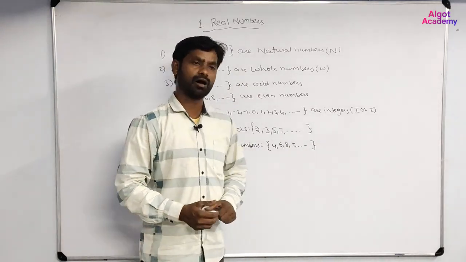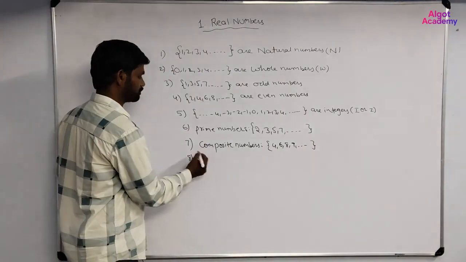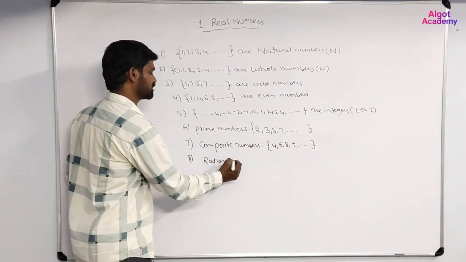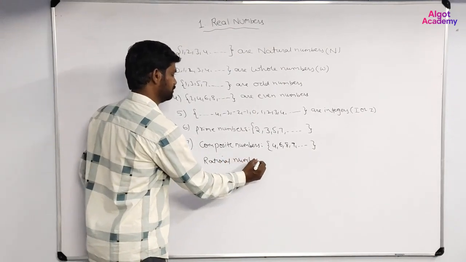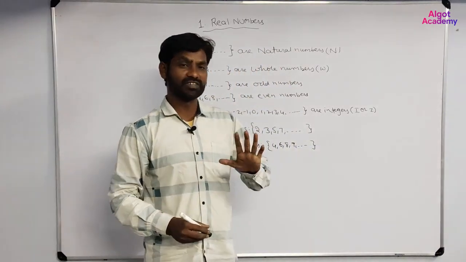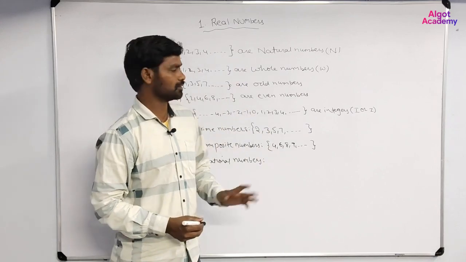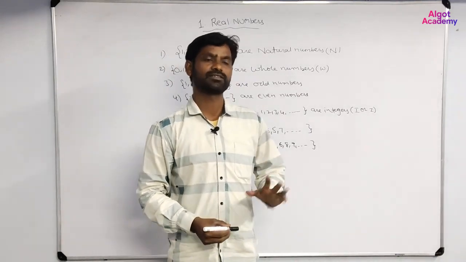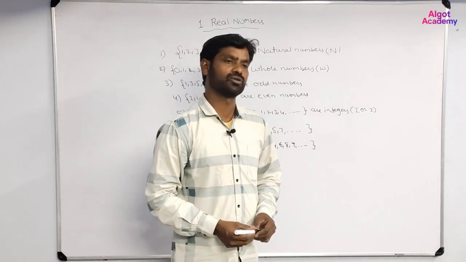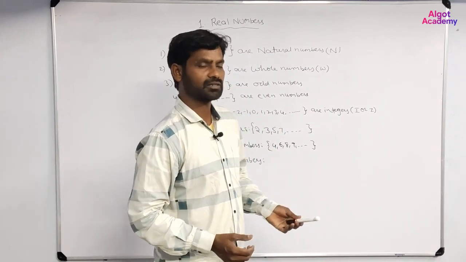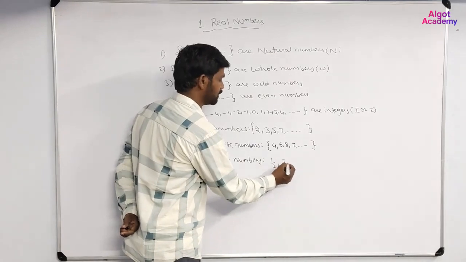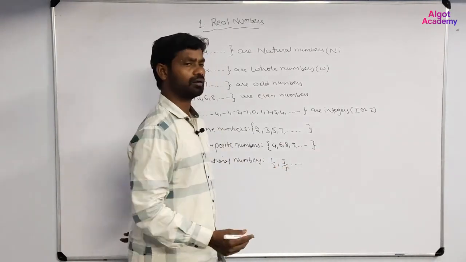Next type of numbers are rational numbers. So what are rational numbers? The numbers which can be expressed in p by q form, where p, q are integers and q is not equal to 0, such numbers are called rational numbers. Example, 1 by 2, 3 by 5, and so on are rational numbers.